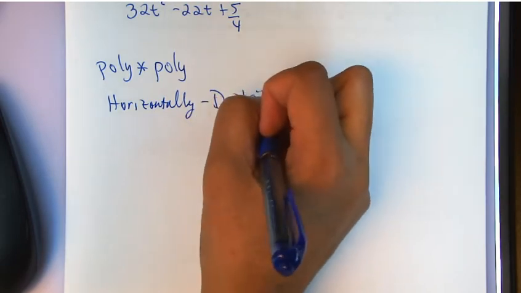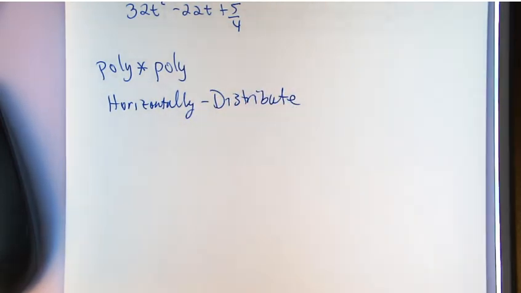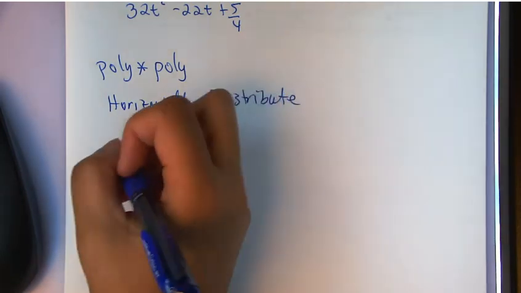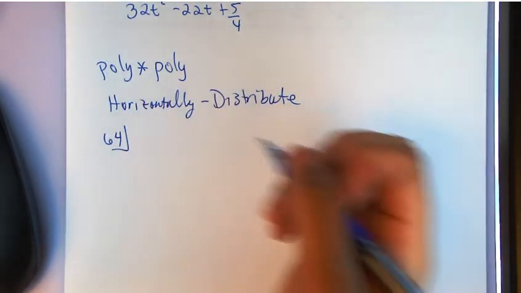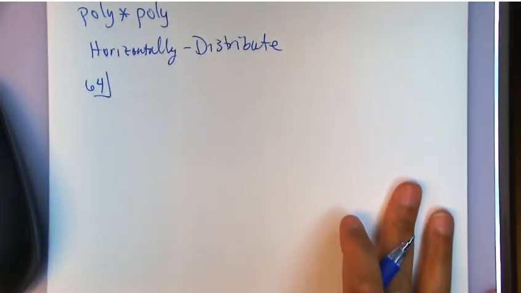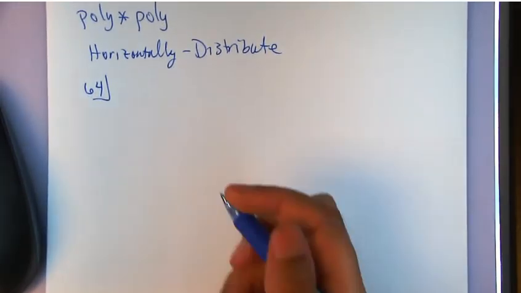Essentially we want to do what? Distribute. Distribute each one. Let's do 64. 64 is going to be kind of long, so make sure when you're writing this down in your notes, you have some room.